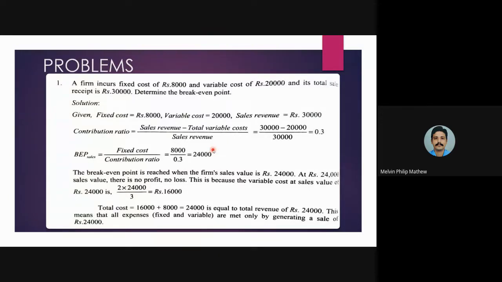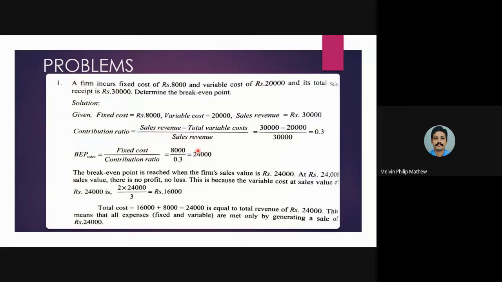So what does 24,000 mean? We know that variable cost is 20,000 and sales revenue is 30,000. At 24,000 it is BEP. It means that at 24,000, whatever cost we are using for production, we are also getting that in sales. So there is no profit incurred and no loss. That is the meaning of 24,000 here.